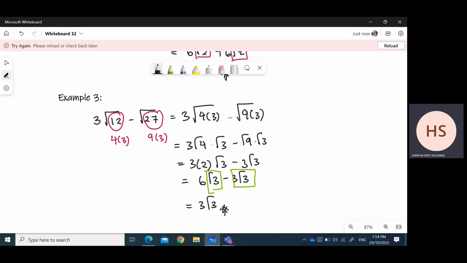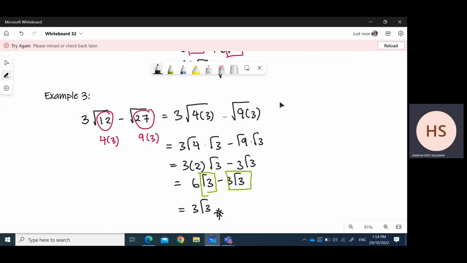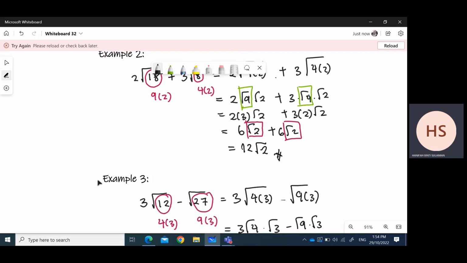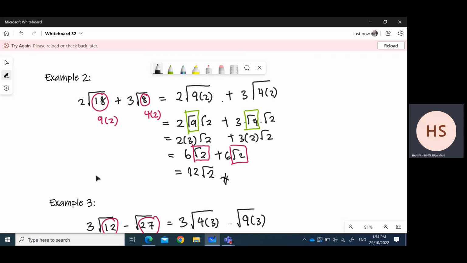Okay, so ini jawapan dia. This example shows that the radical can be factorized, and we can simplify the radical, and then we can solve it easily without using a calculator. Okay, ini contoh-contoh lah yang kita boleh guna untuk menyelesaikan masalah yang melibatkan radical ataupun square root tanpa menggunakan calculator.